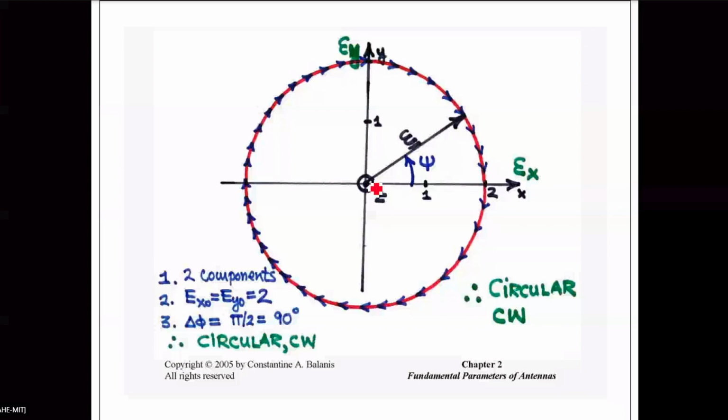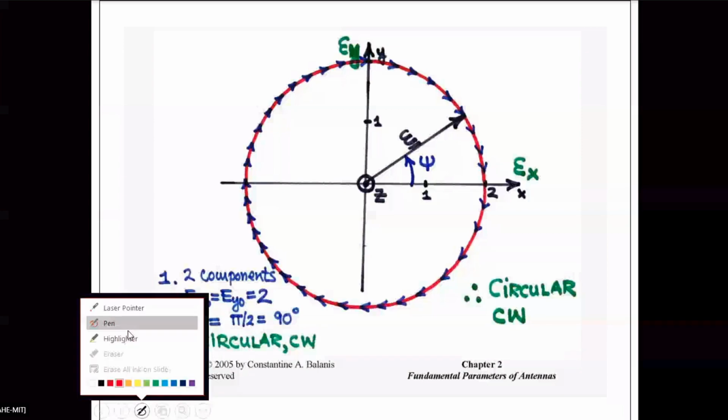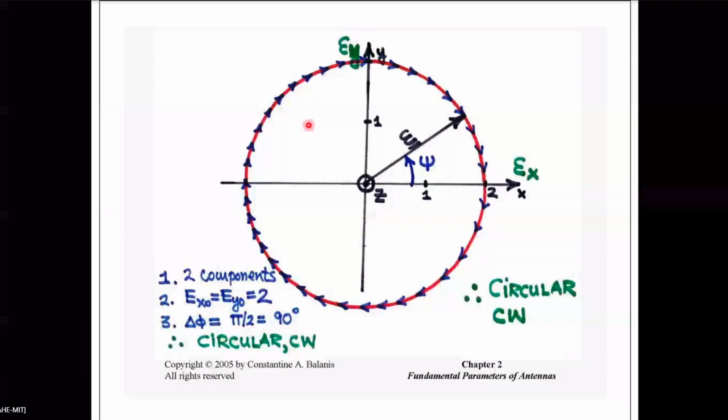The wave is propagating in the z direction, and it has an x component and a y component. The magnitudes are equal and there is a phase difference of 90 degrees. So this trace is the instantaneous amplitude of the electric field. And the direction of rotation depends on the phase difference, whether it is plus 90 degrees or minus 90 degrees.